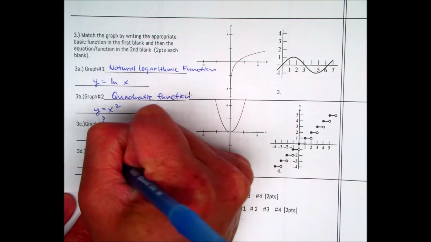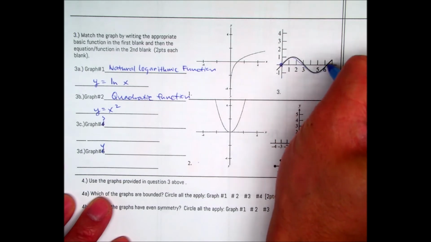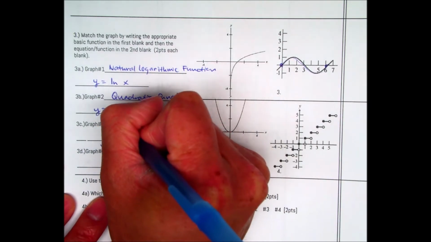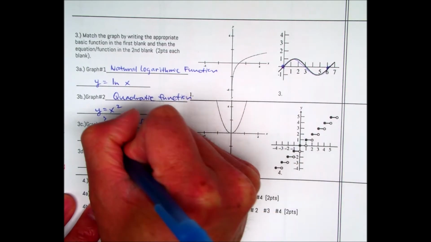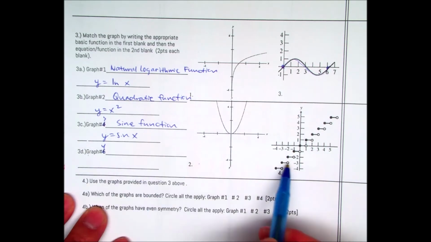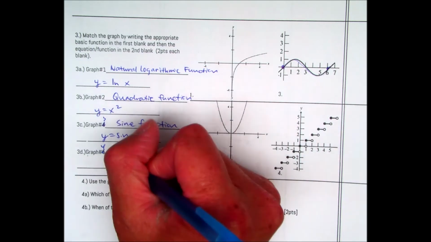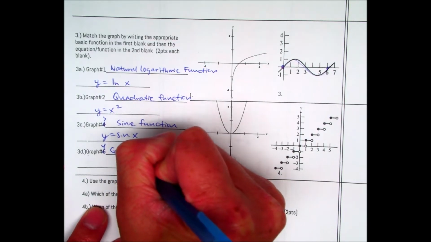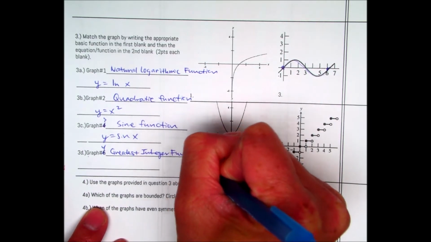This should say number 3, and this should say number 4. Graph 3 here, I'm starting at 0 and ending at 0. This would be the sine function, and y equals sine of x. Number 4 here, this is called the greatest integer function.